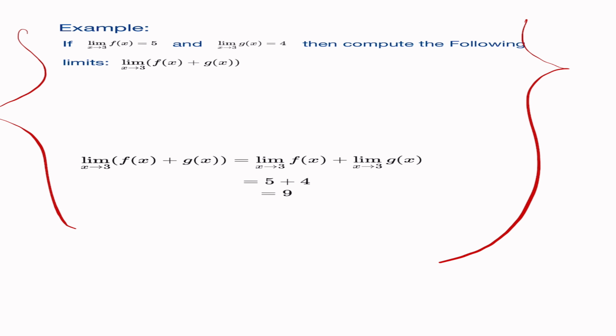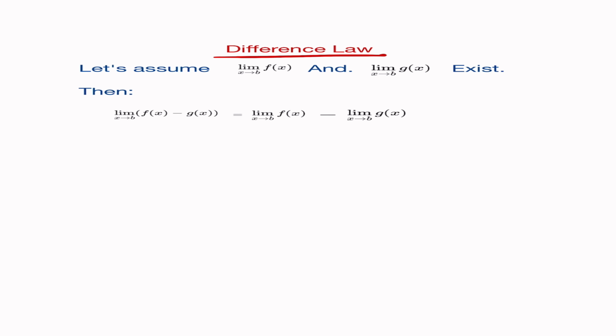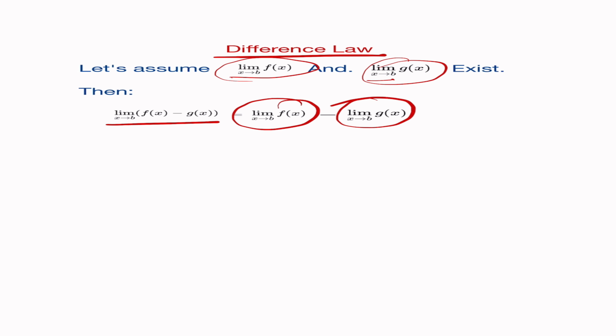This is the detailed view, okay? You guys can take a look at it. Now let's do the difference law. Let's say again the limit as x approaches b of f of x is defined and the limit as x approaches b of g of x is also defined, that means both of them exist, right? Then the limit as x approaches b of f of x minus g of x is simply the difference between these two limits, right?